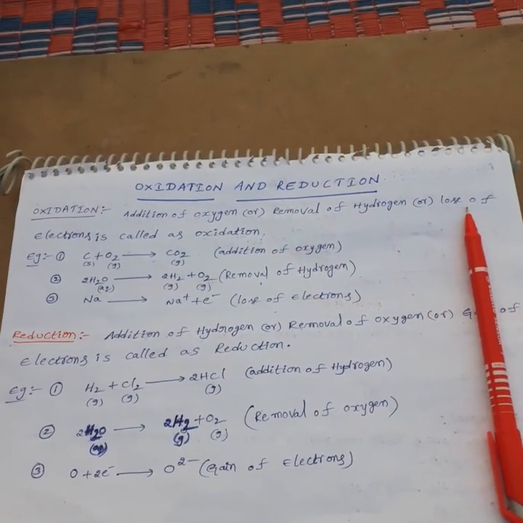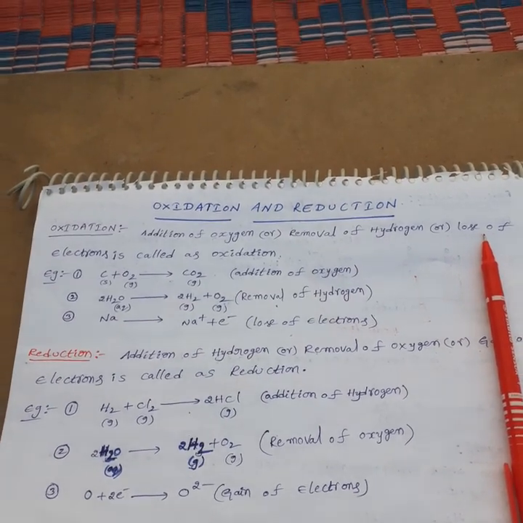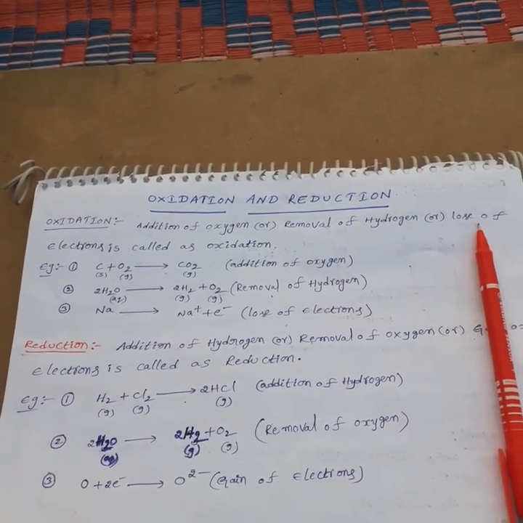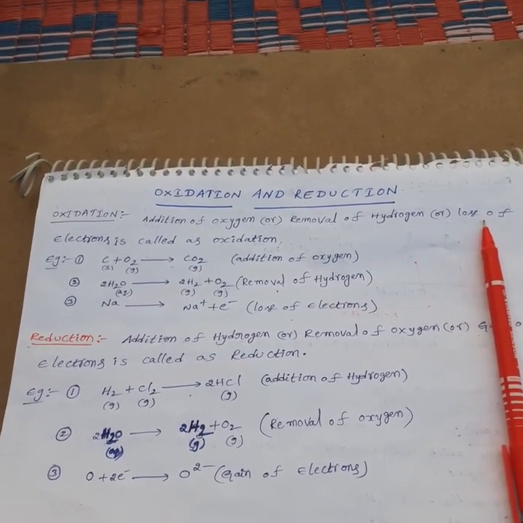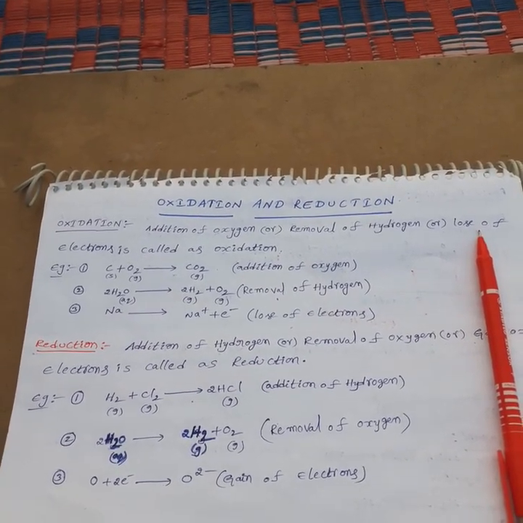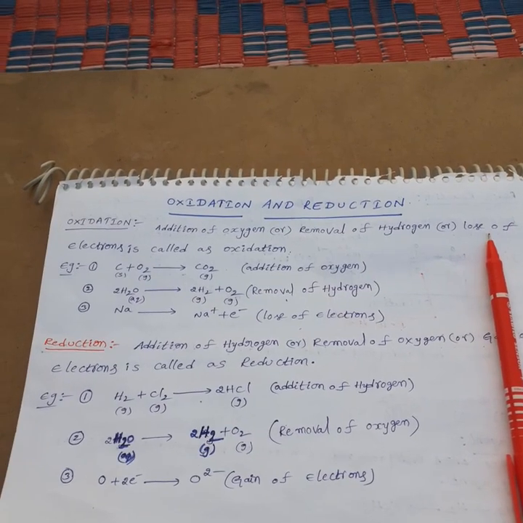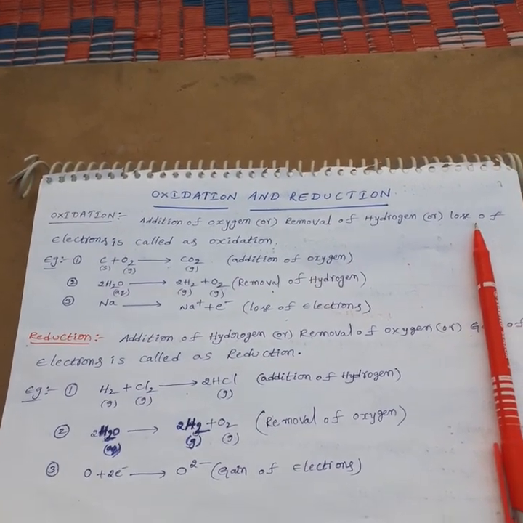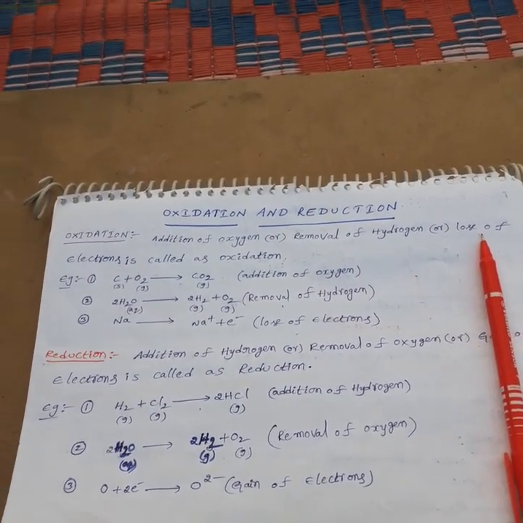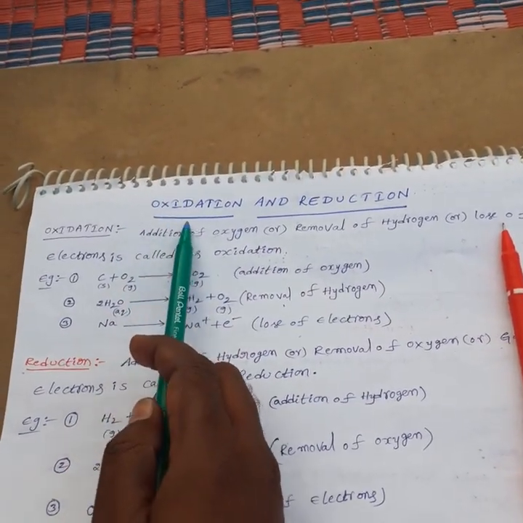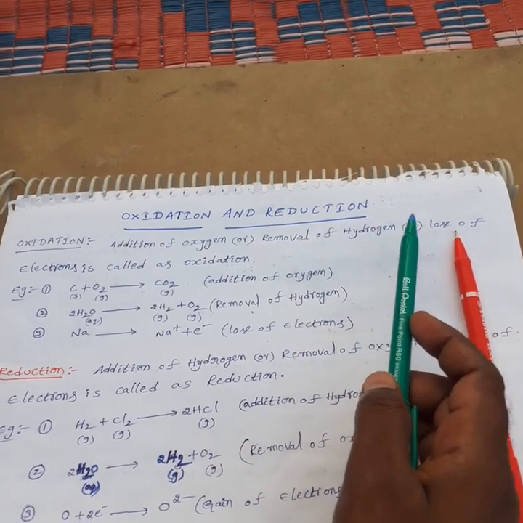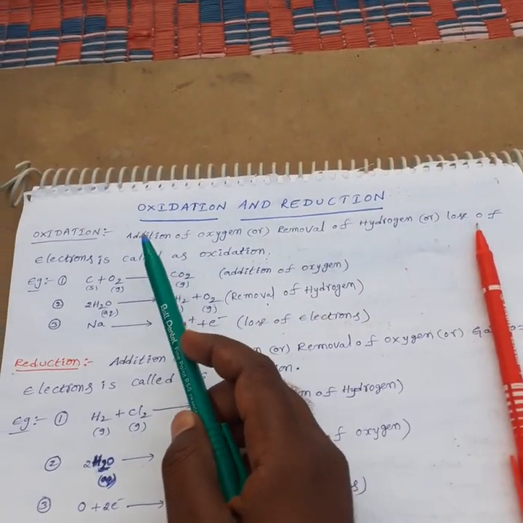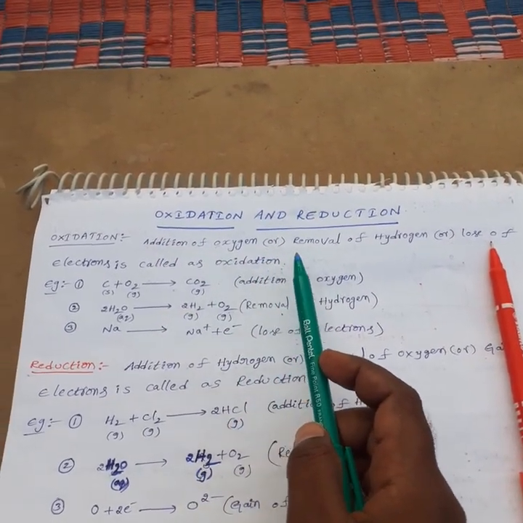Today we are discussing a very important topic, oxidation reduction. This oxidation reduction belongs to intermediate first year. And we can observe the definition of oxidation and reduction. Here we can observe that addition of oxygen or removal of hydrogen or loss of electrons is called oxidation.